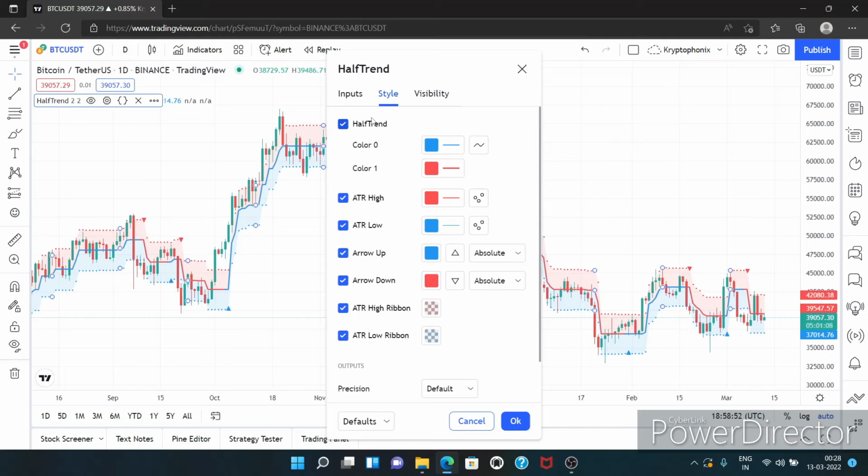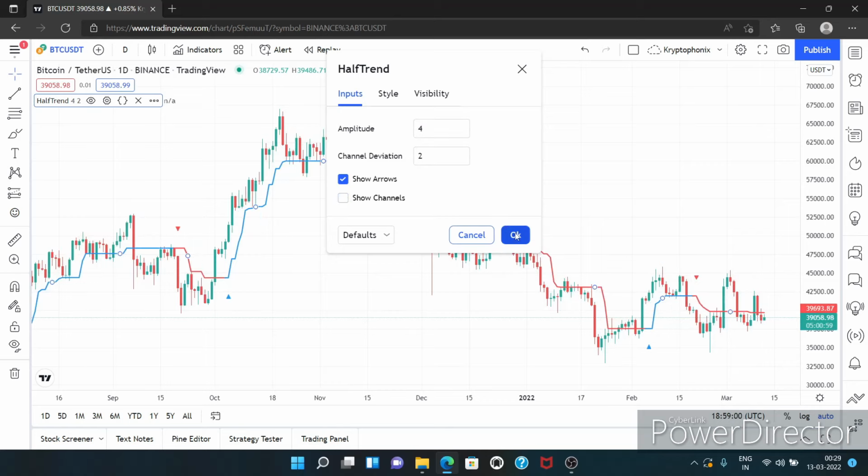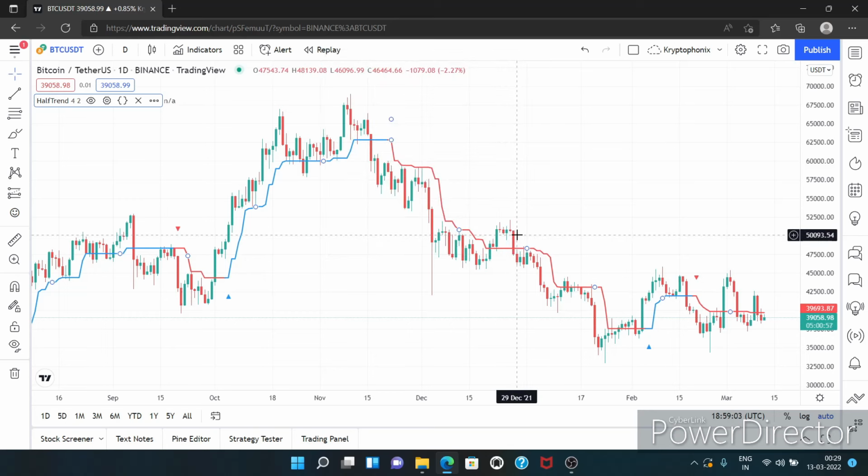The very first thing that we need to do is change the amplitude to 4 and remove the channels. This is it for the changes that we need to make in the settings of HalfTrend. Now, the signals.